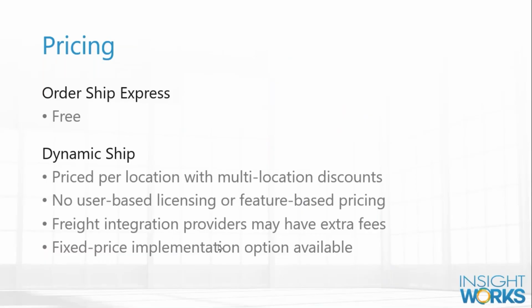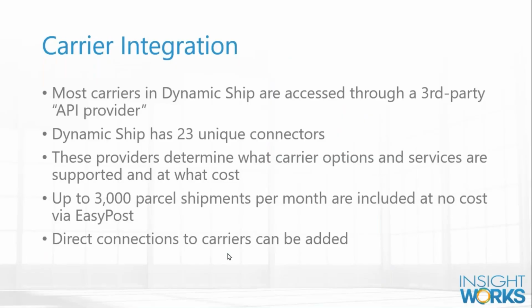The one above it, the freight integration providers, that's a key one, okay, because that will have an impact on your monthly cost. So the way we do most of these connections is through a third-party API provider, and one of them is EasyPost. That's the one we use a lot of, for the parcel stuff. But we have 23 of those connectors. So if EasyPost isn't a fit, we've got ShipStation or Parcels or somebody else that might be a fit.